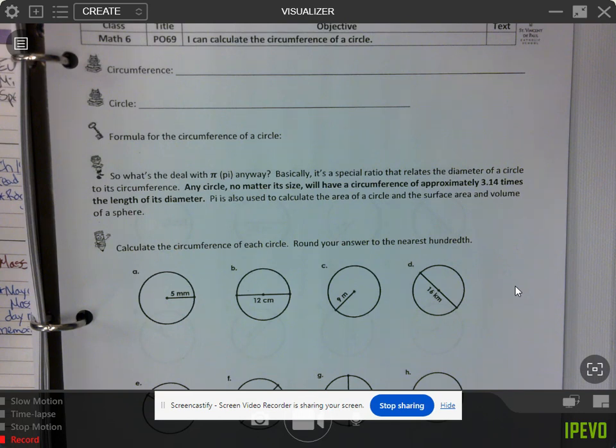It's the distance around a circle. So it's not the area of it, because remember the area is the inside. This is going around the outside of the circle, like a perimeter. I don't know why they don't call it a perimeter, but the circumference is the perimeter of the circle. It goes around the outside of it. So it's how long around the outside.